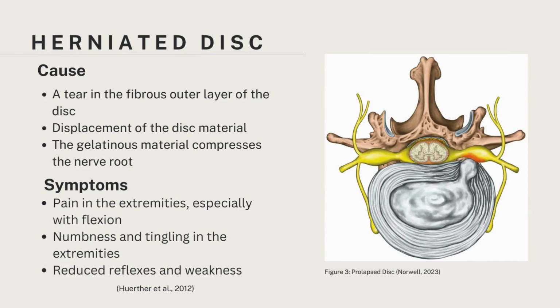The next one is going to be a herniated disc. This is when the gelatinous material inside the disc leaks out of a tear in the fibrous outer portion of the disc and presses on the nerve or the spinal cord. Symptoms are going to be pain in the extremities, especially when the spine is bent forward. You may have numbness and tingling in the extremities and a reduction in reflexes and weakness as the disease progresses.